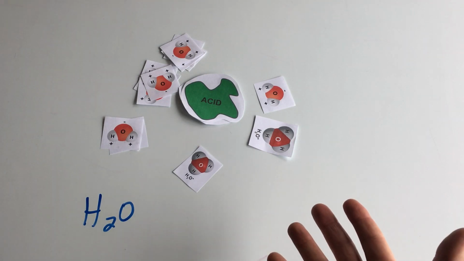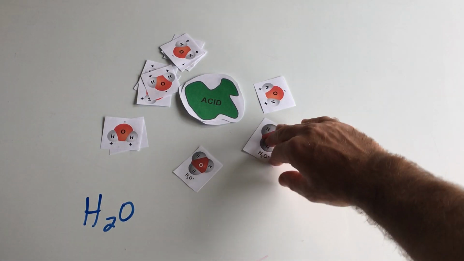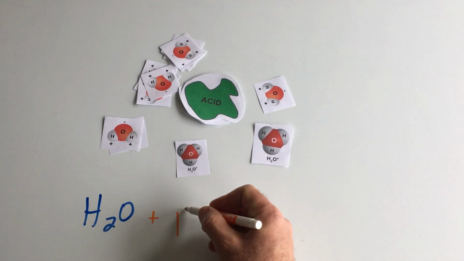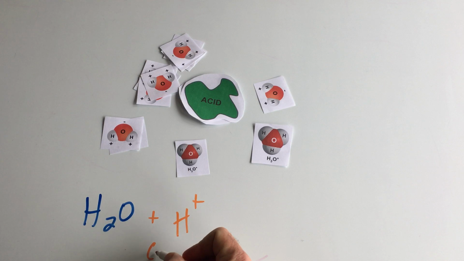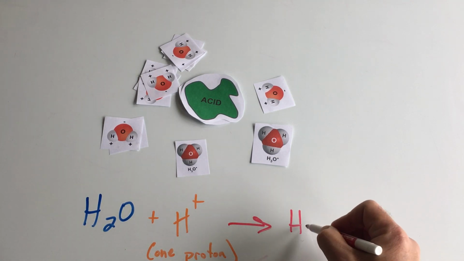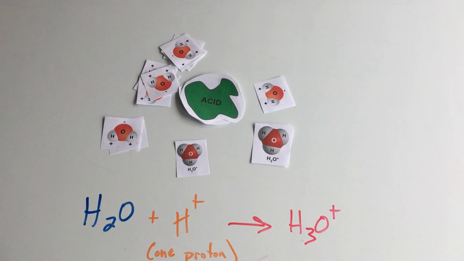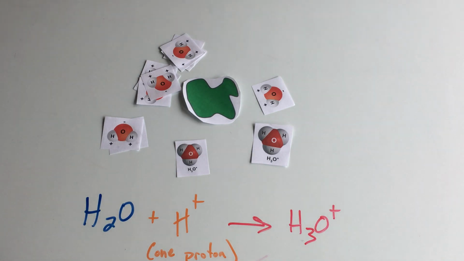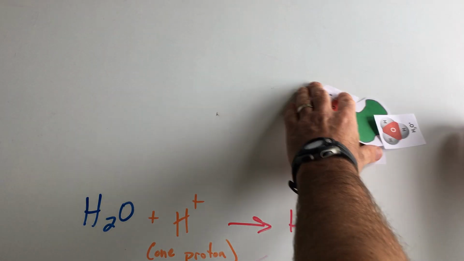And if it can't force water to take a proton and become hydronium, H3O plus, if it doesn't add an H plus, which is really just one proton, then you're not an acid. You're just a substance. I don't know what you are, but you ain't an acid. So that's a quick recap of yesterday's class. Now let's get into today's class.